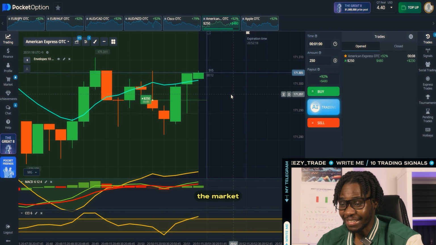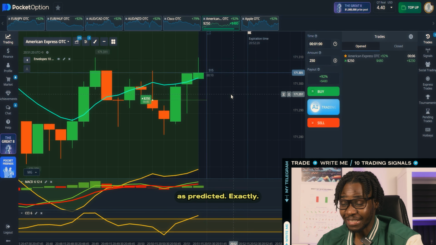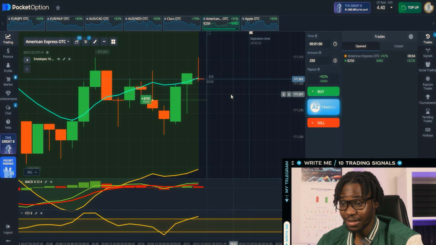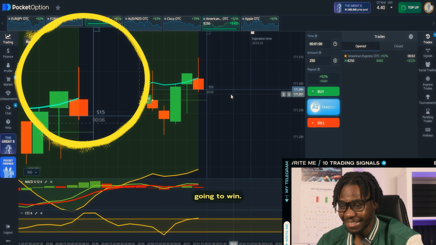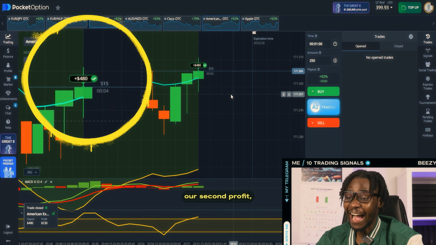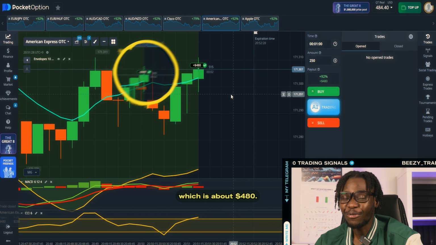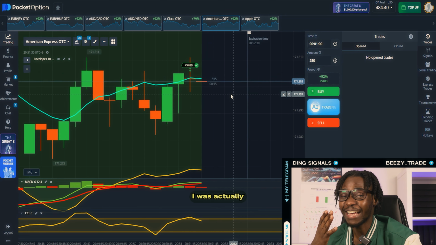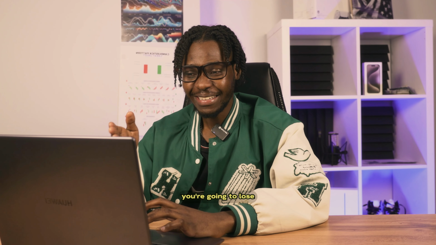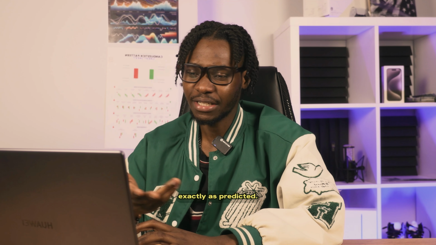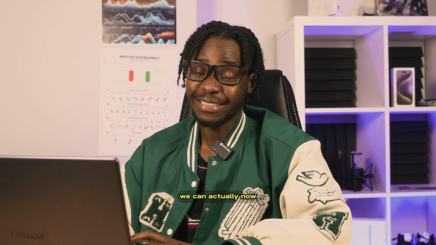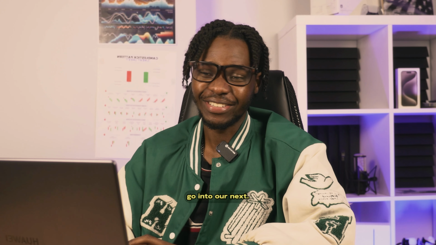As you can see, the market is now going up as predicted exactly, and I think we're gonna win. And there we have made our second profit, which is about $480. I was actually really scared. I thought we were gonna lose this trade. We almost lost, but the market was actually continuing going up, which was exactly as predicted. So right now we can actually go into our next trade.